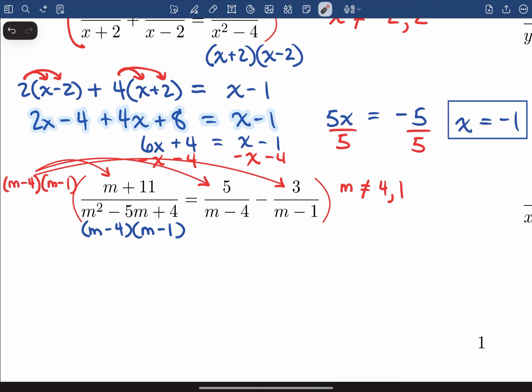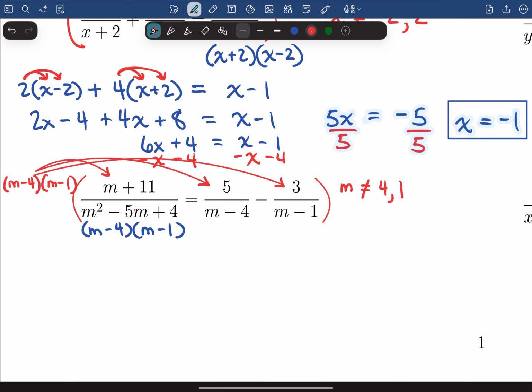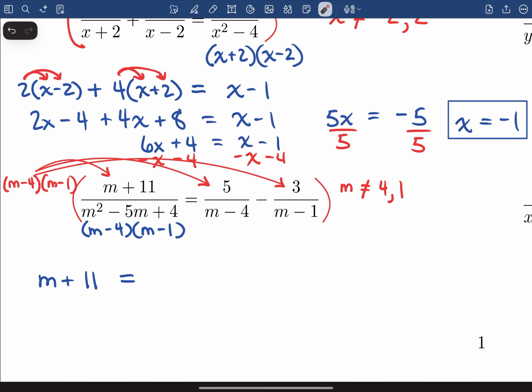And what I notice as I multiply m minus 4 times m minus 1 into the first fraction is the denominator has m minus 4 and m minus 1 in it. And so this m minus 4 and that m minus 4 cancel, and this m minus 1 and this m minus 1 cancel. And the result is just m plus 11. And so I'll write that down below. I have m plus 11 to start off my resulting equation. And that equals, right? I see the equal sign right here, so I write it.